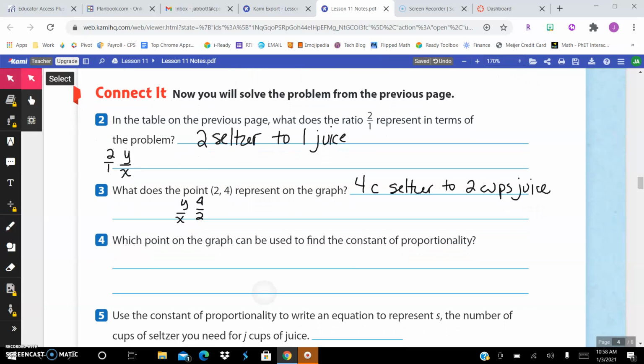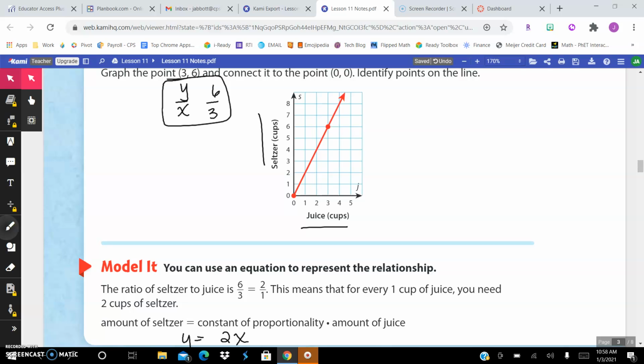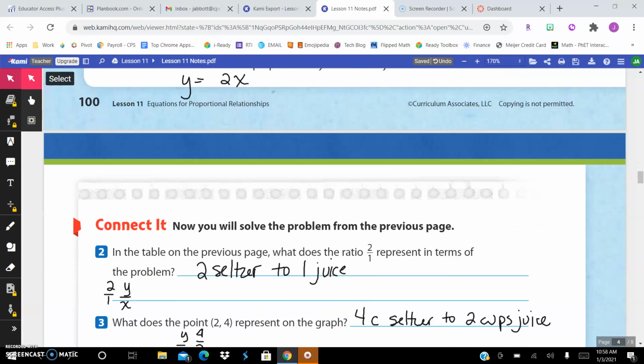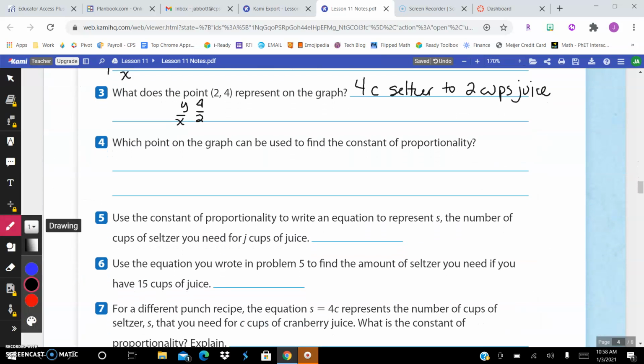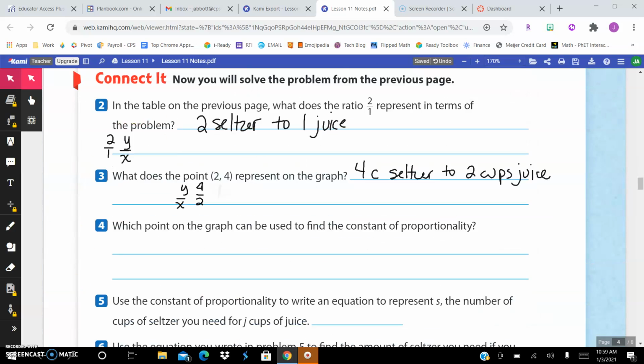And which point on the graph can be used to find the constant of proportionality? We want to use where x is 1. So we go over to 1 and then we go up. We can figure it out there. Because we go over 1 and then we go up 2. So the constant of proportionality, remember, is y over x. So our y value is the up and down. So that would be 2. And our x is how far we went over. And that would be a 1. And the ordered pair for that point is over 1 up 2.